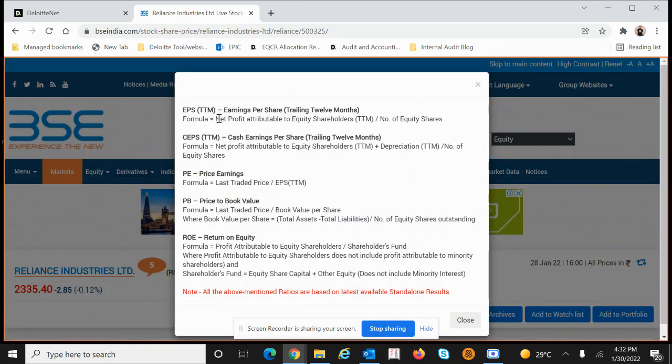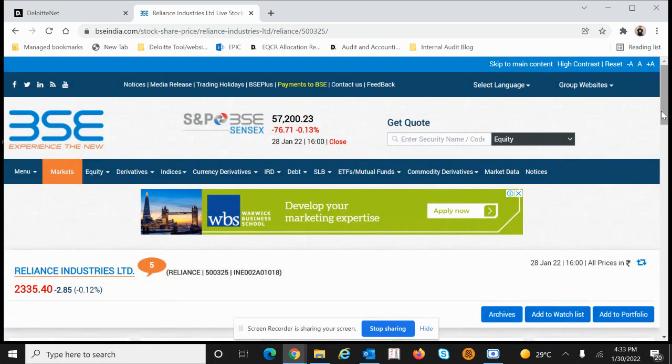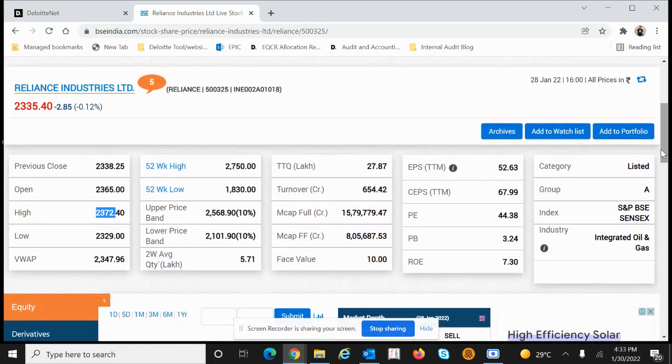Here you can see the EPS, TTM, meaning trailing 12 months. CPS, that is cash earnings per share. PE stands for price to earnings. PB stands for the price to book ratio. And ROE stands for return on equity. So these are all ratios, or I can say factors, which an investor considers before investing in any share, like return on equity, price to book ratio, price to earnings ratio.